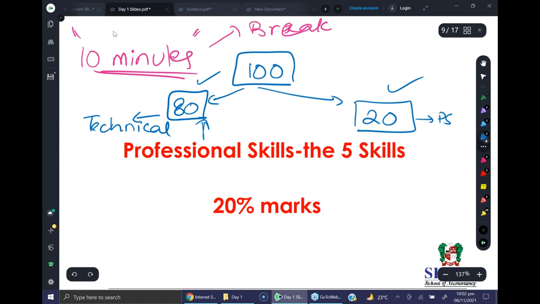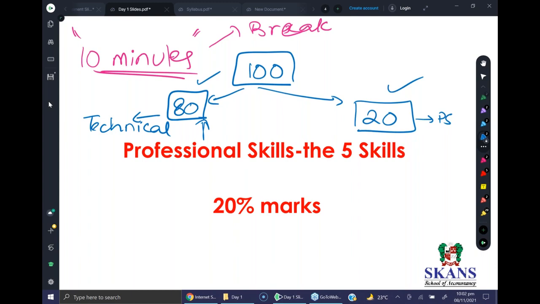I have a question here and I would like everyone to answer this. Do you get professional skills marks by writing extra points? Okay, let me be very specific. Anyone who thinks that I will write extra points and I will get professional skills marks? I think most of you are saying that no, you cannot get professional skills marks by adding the number of points.